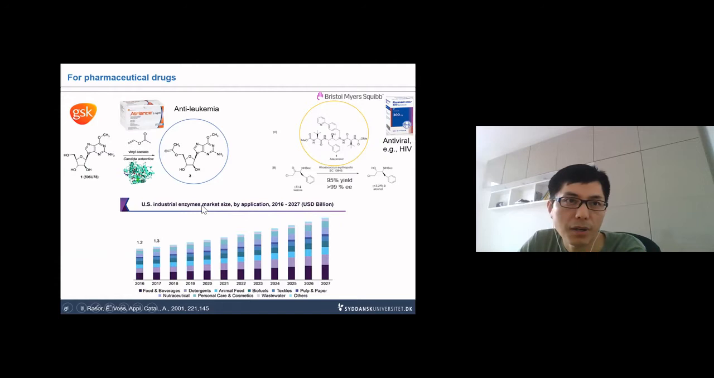Let's take the United States market as an example. We can see that in the past, the market share of enzymes has been increasing a lot, and it's expected that this increase will continue in the next years. Applied enzymes, of course, are not only good for industry, but also benefit an efficient and green society, because using enzymes is a green technology for producing products.